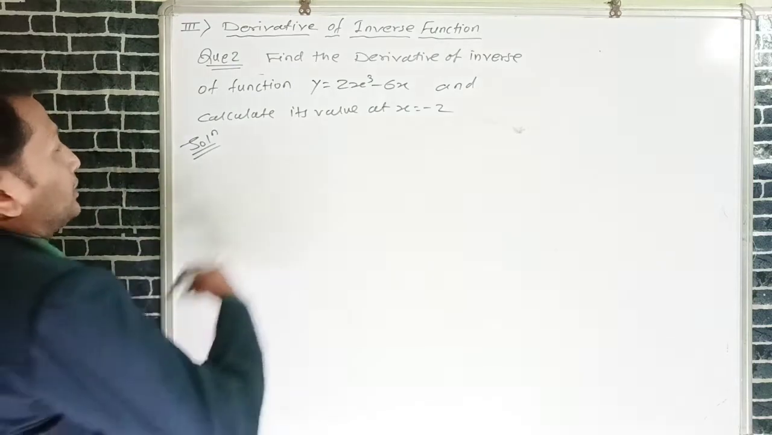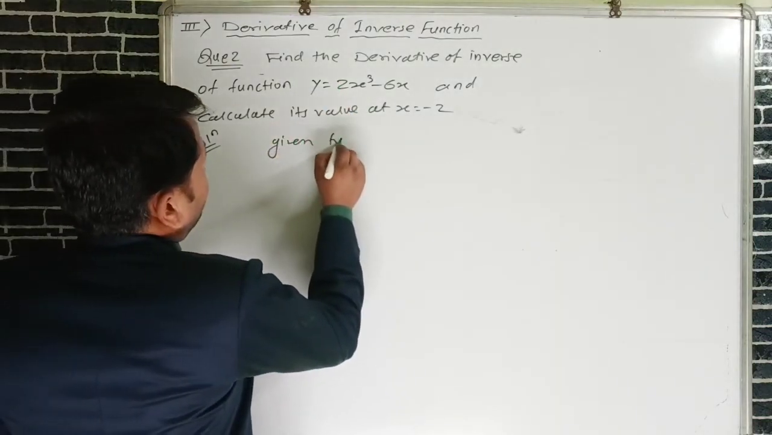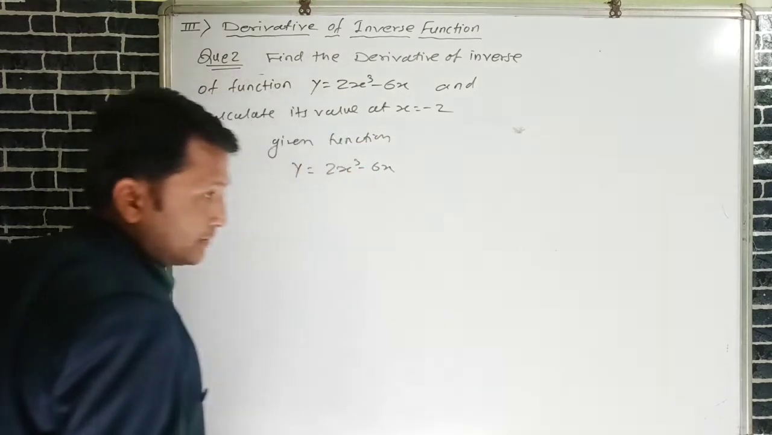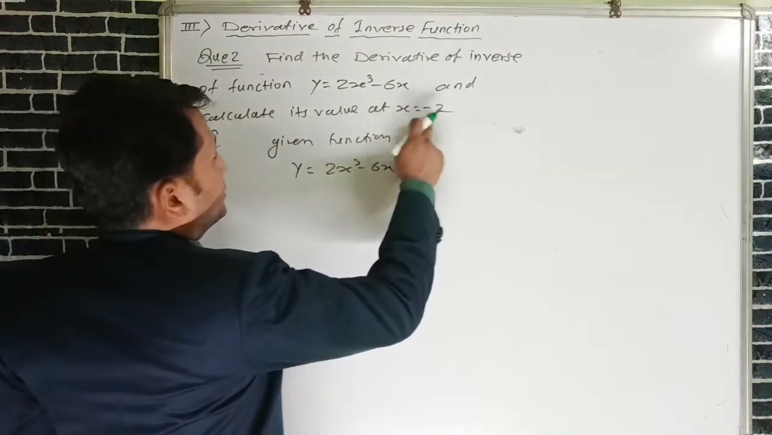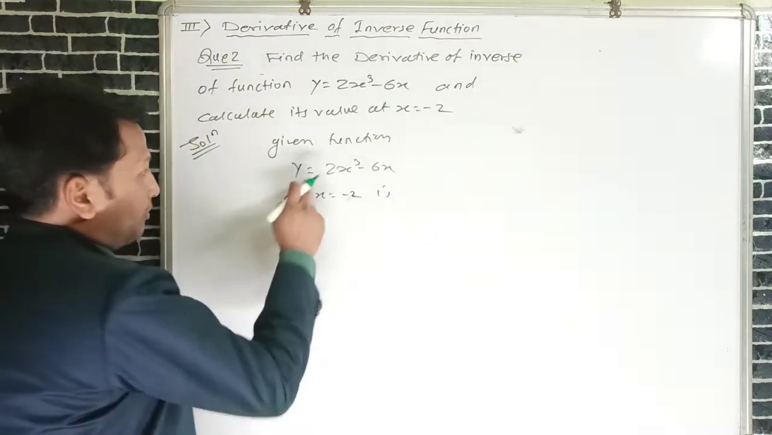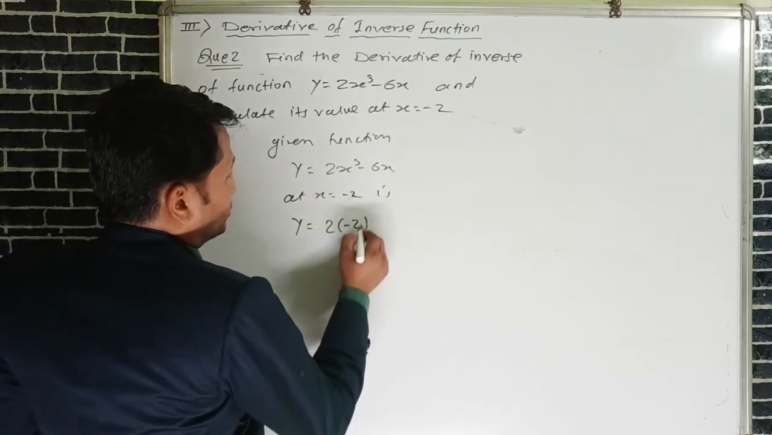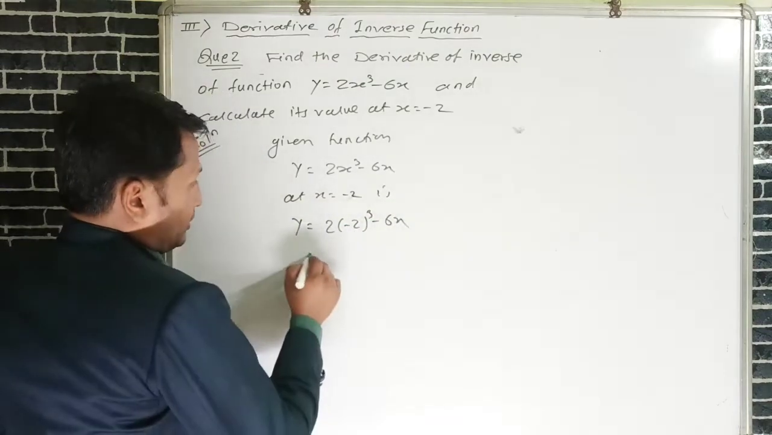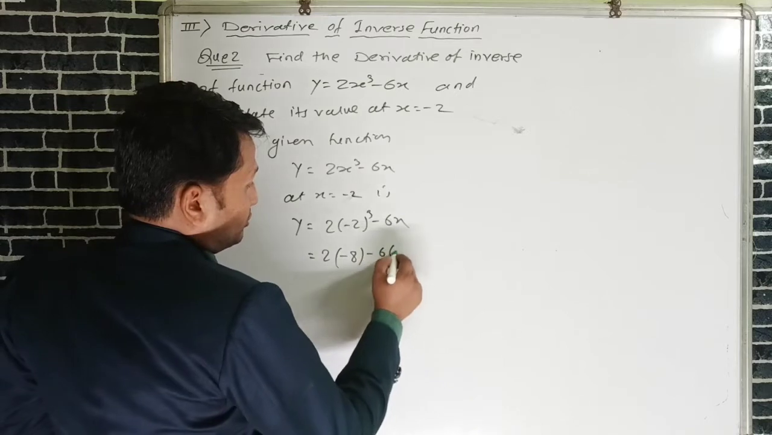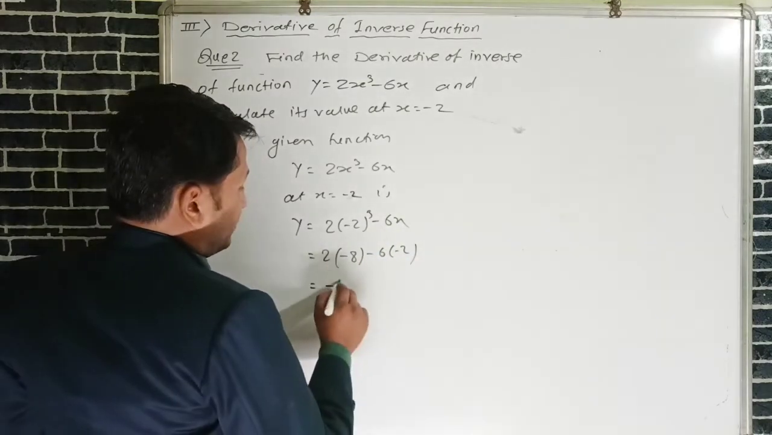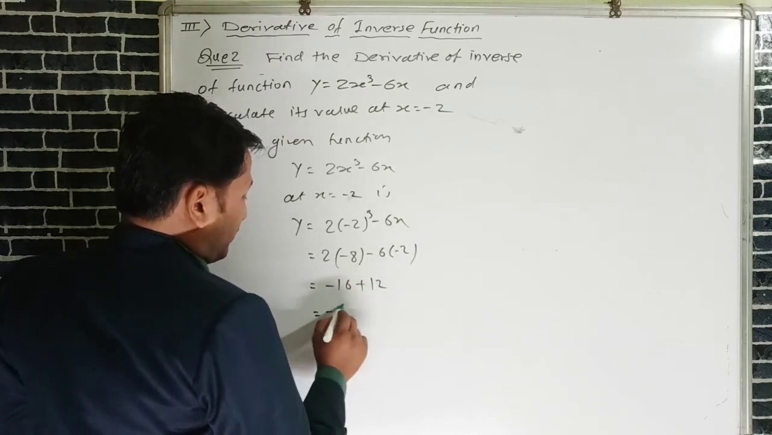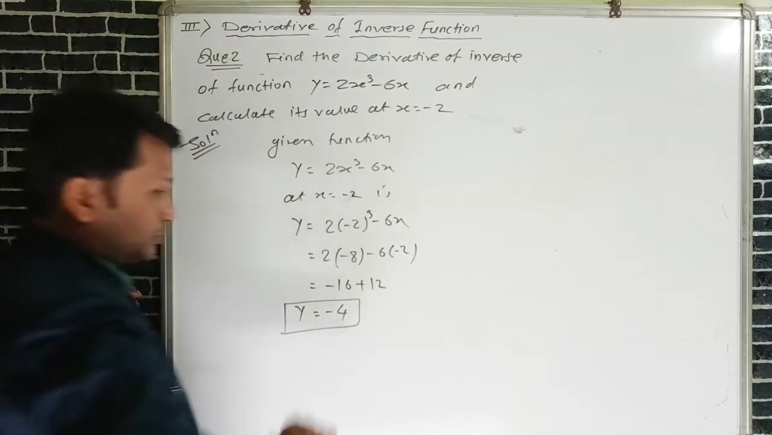Hence, we take the given function y is equal to 2x cube minus 6x. If the value of x is minus 2, we can calculate the value of y. y is equal to 2 into minus 2 cube minus 6 into minus 2. 2 into minus 2 cube is minus 8, minus 6 into minus 2. 2 into minus 8 is minus 16. Minus minus plus, 6 into minus 2 is 12. It means y is equal to minus 4. Hence the value of y is minus 4.